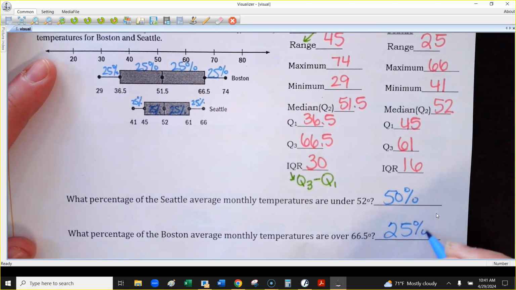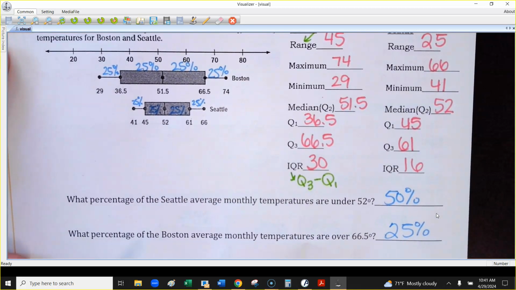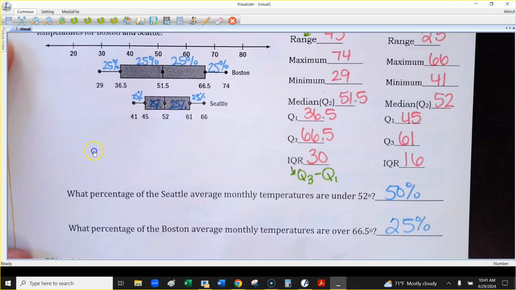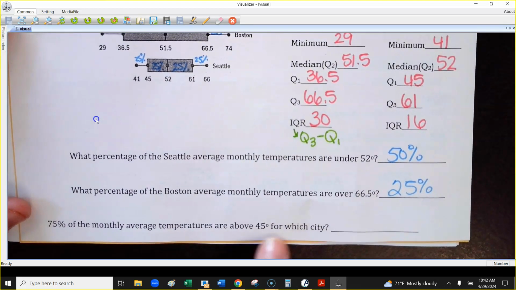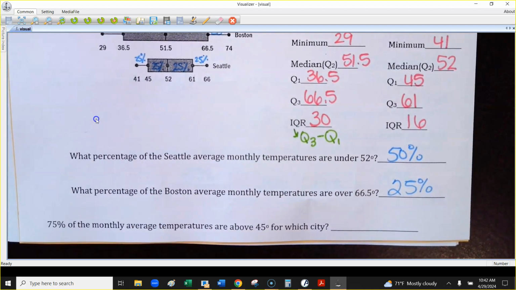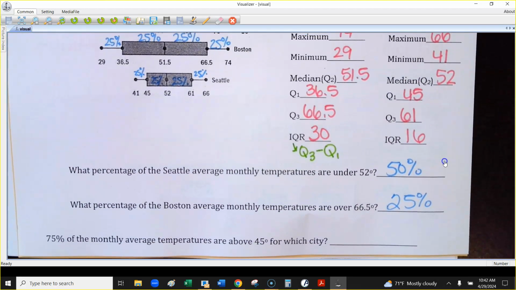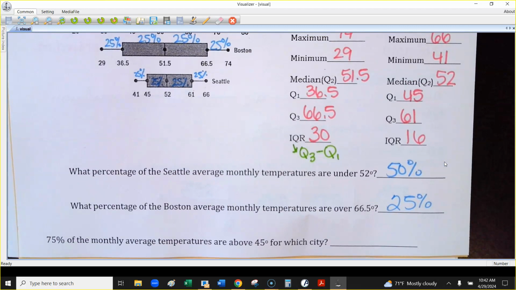All right, now this says 75% of the monthly average temperatures are above, I'm not on the screen to read this to you, but here it is at the bottom, are above 45 degrees for which city? So would you pick Boston or Seattle for that last question? This is Seattle.